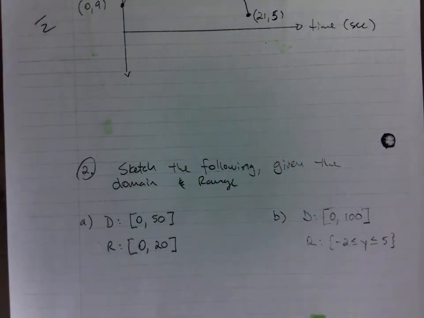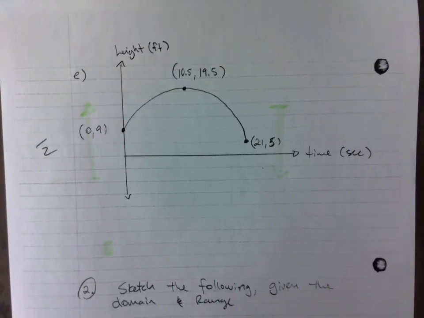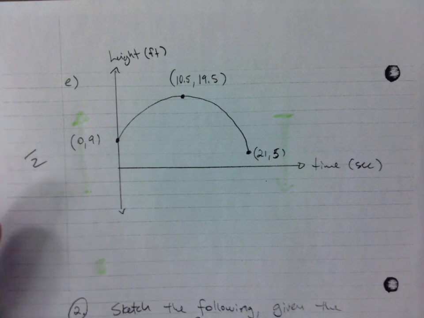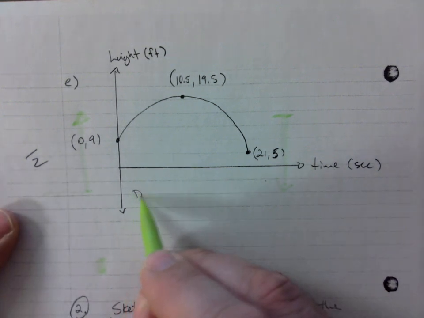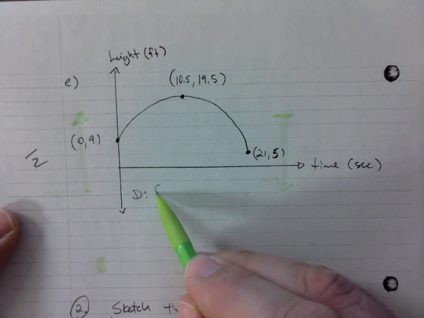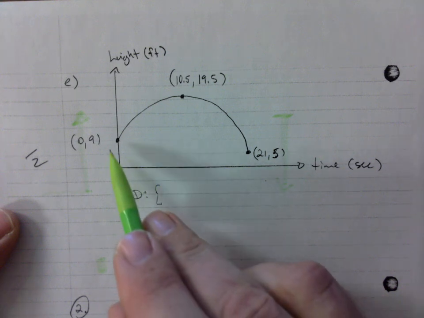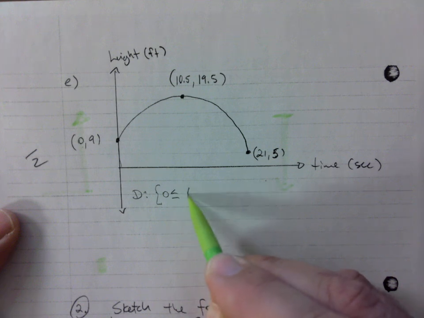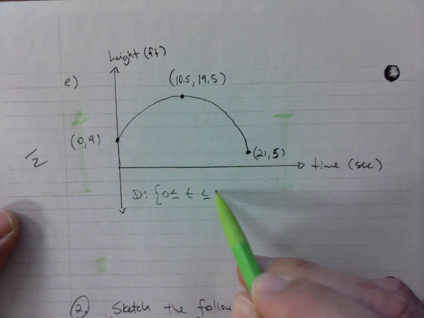Let's go to the back side. And this is recorded too, so if you're ever bored at home, you just watch this and review domain and range. So here we go again. For time, it starts at 0. T for time, you go all the way to 21.